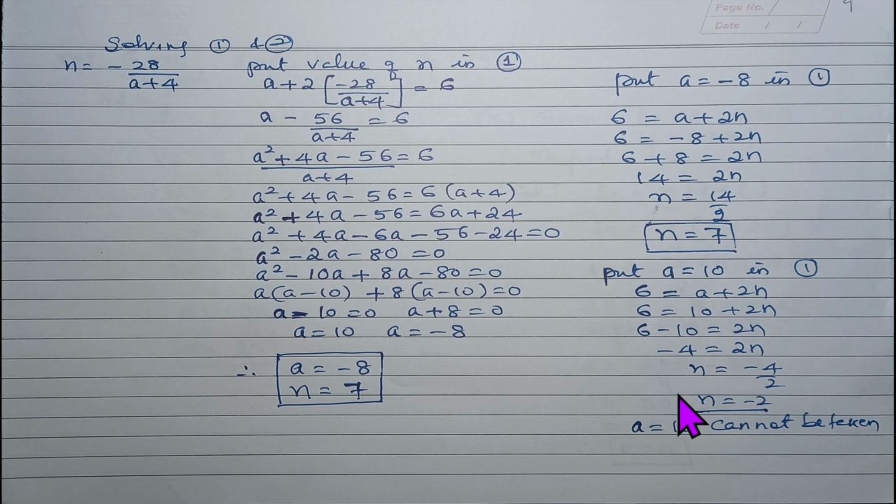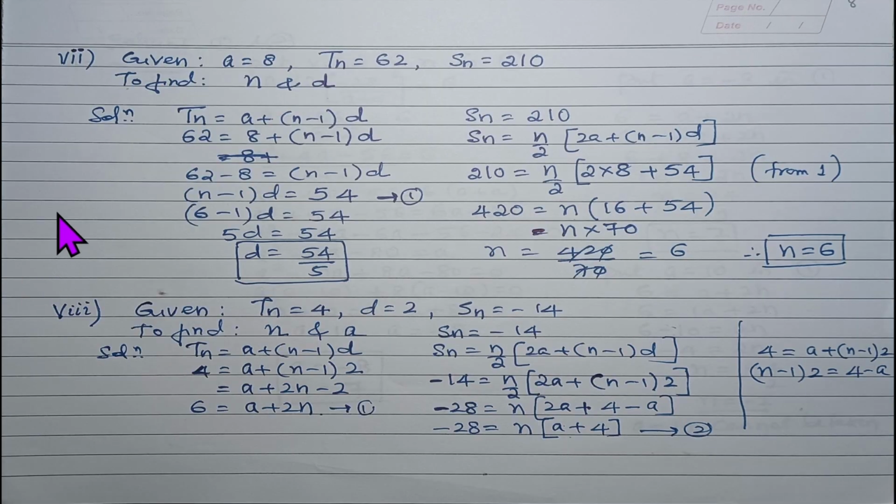n is equal to minus 2. So the natural number cannot be negative, therefore we can neglect a is equal to 10 and take the value of a as minus 8, and therefore n is equal to 7 is the answer. So therefore we have the values a as minus 8 and n is equal to 7. So that is what was asked for us.